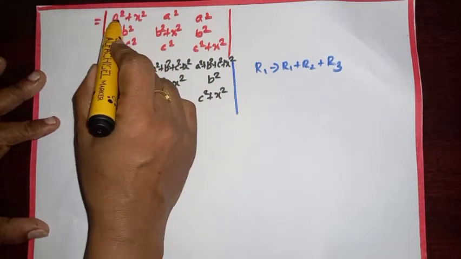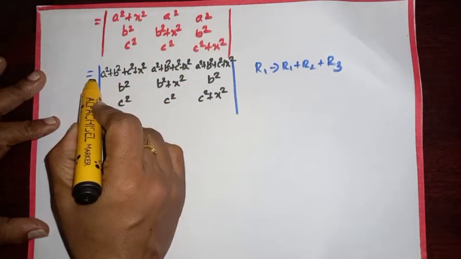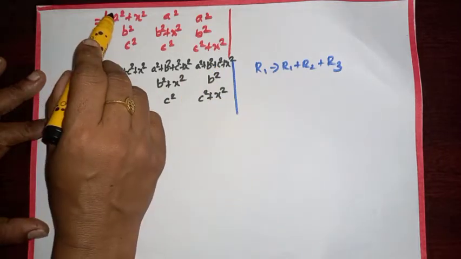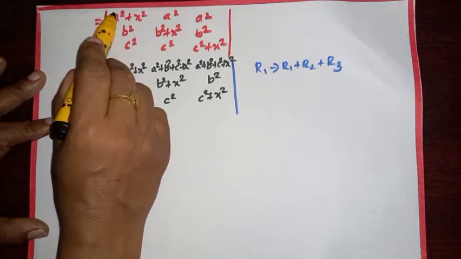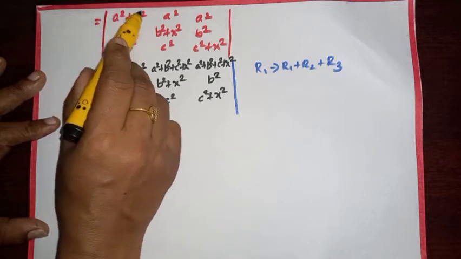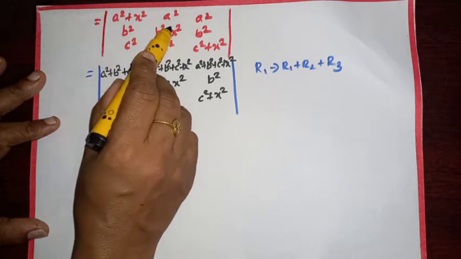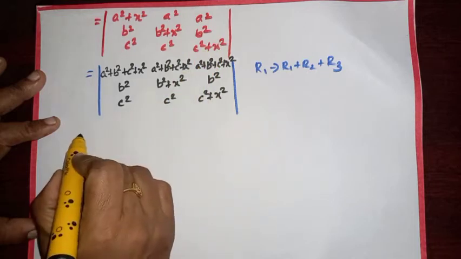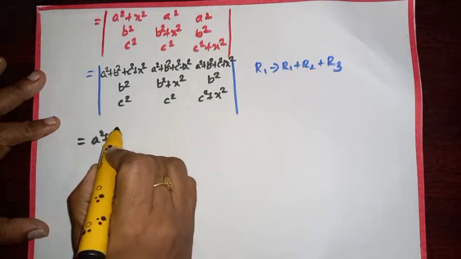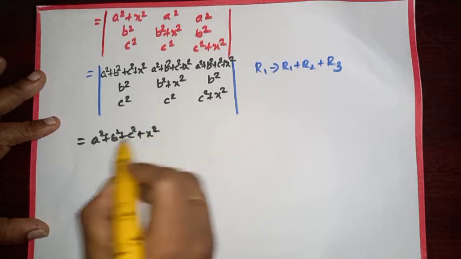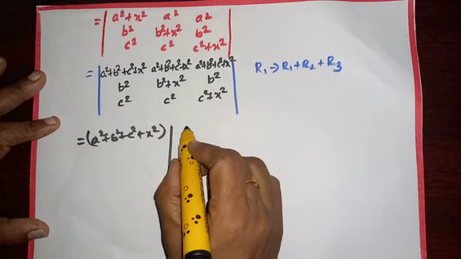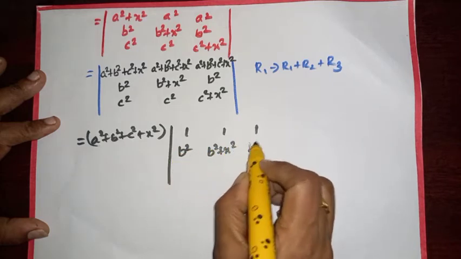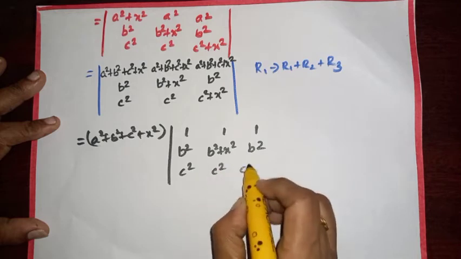Now I am going to add R1 plus R2 plus R3 and make changes in R1. Write R2 and R3 as it is. Now I am going to add R1 plus R2 plus R3. Each entry becomes A square plus B square plus C square plus x square. Now I am going to take A square plus B square plus C square plus x square commonly out. Then R1 will become 1, 1, 1. Write R2 as it is. R3 also as it is.